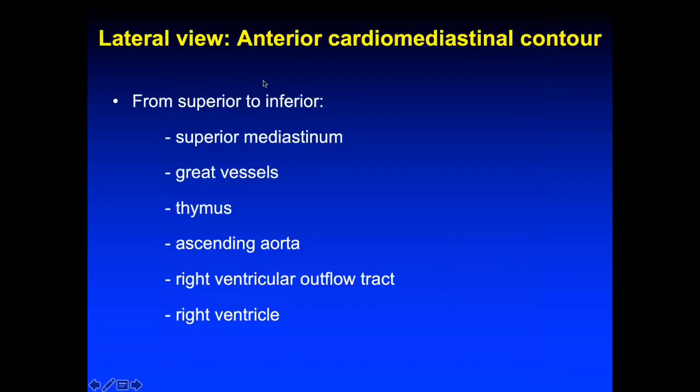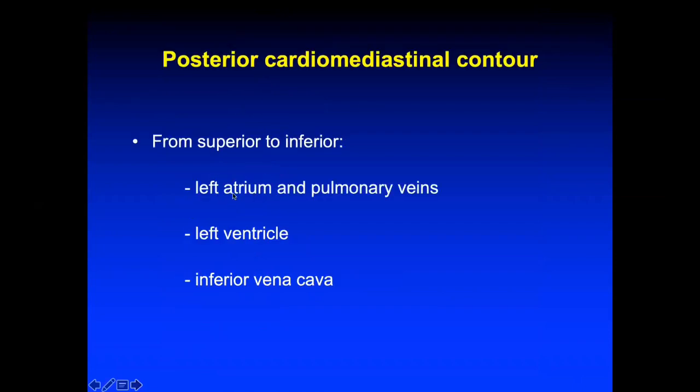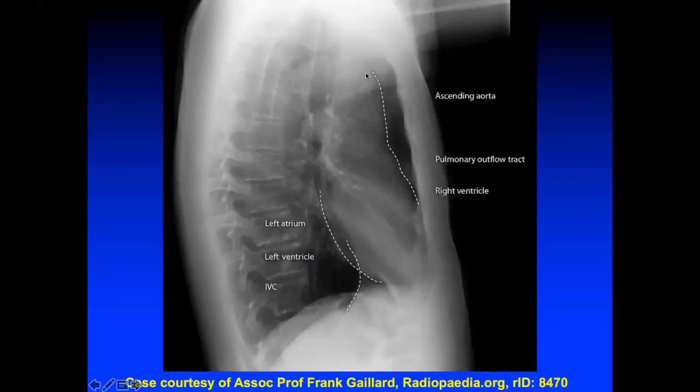On a lateral view, sometimes you're asked to describe the anterior cardiomediastinal contour. So anteriorly, as we have talked about, right ventricle and right ventricular outflow tract, that is pulmonary artery, pulmonary trunk, is anteriorly on the lateral view. So superior mediastinum, great vessels, thymus, ascending aorta, right ventricular outflow tract, and right ventricle is on the anterior aspect. And on the posterior aspect, you will have left atrium, left ventricle, and IVC. So this is just the left lateral view and the anterior cardiomediastinal contour.